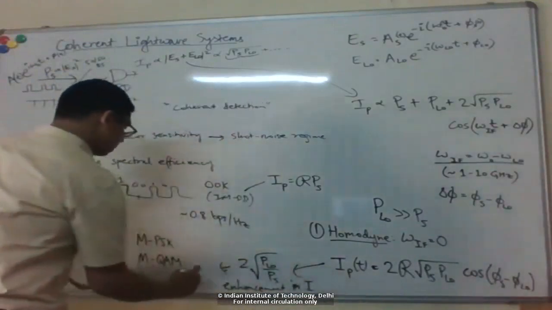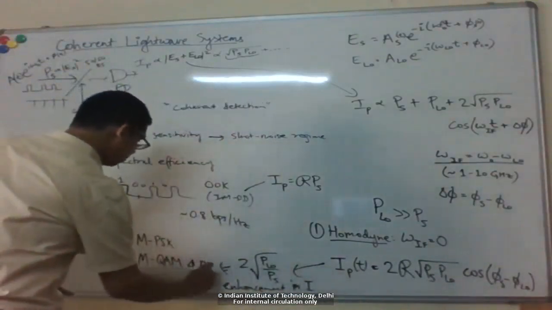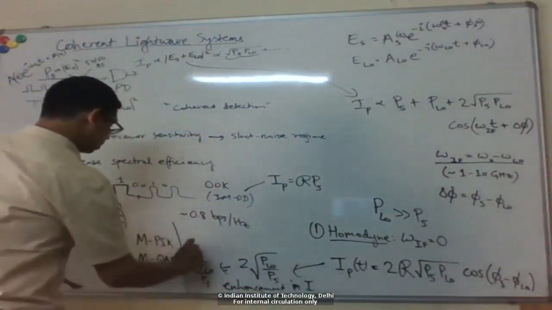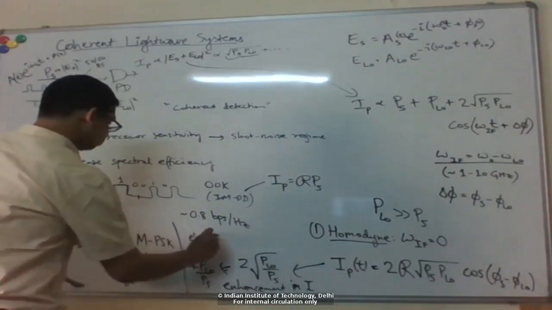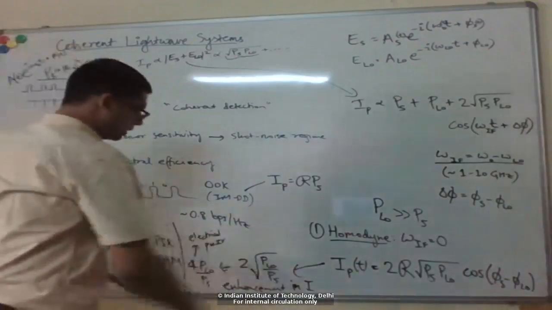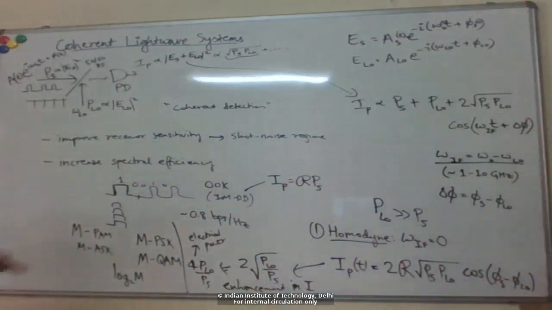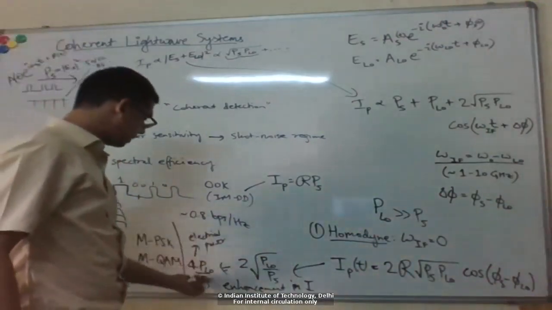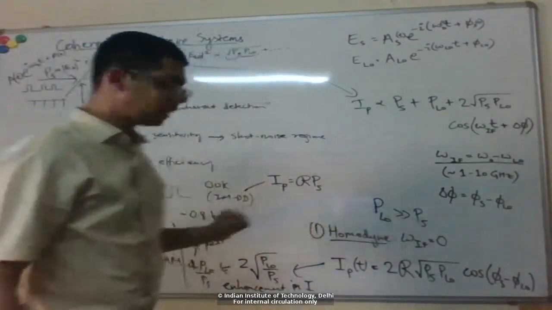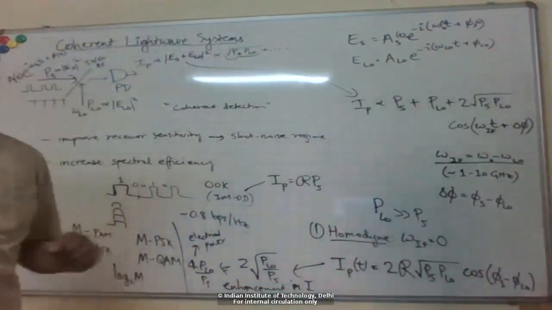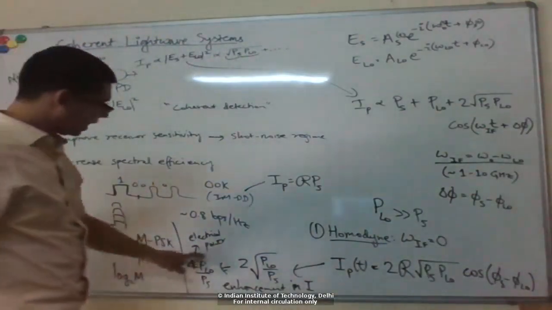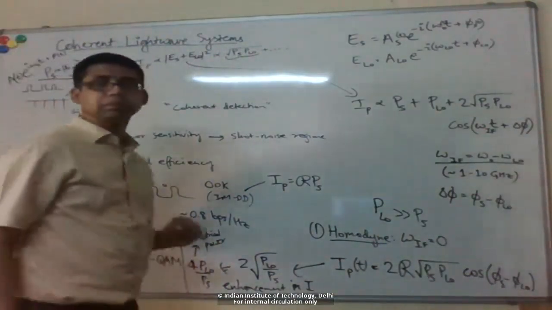That's the enhancement in current, so the electrical power enhancement is the square of this, so 4 times PLO by PS, because electrical power goes as I square. So the electrical signal is enhanced by this. And typically you see here the local oscillator power is much bigger than the signal power, so this factor can be quite large. This factor can be anywhere between 10 to 100 easily.